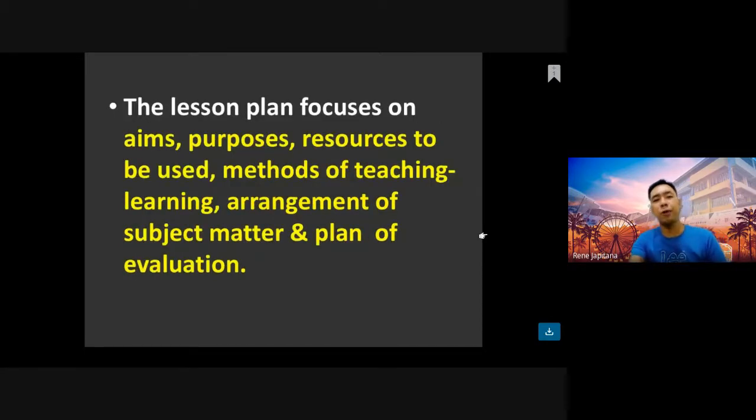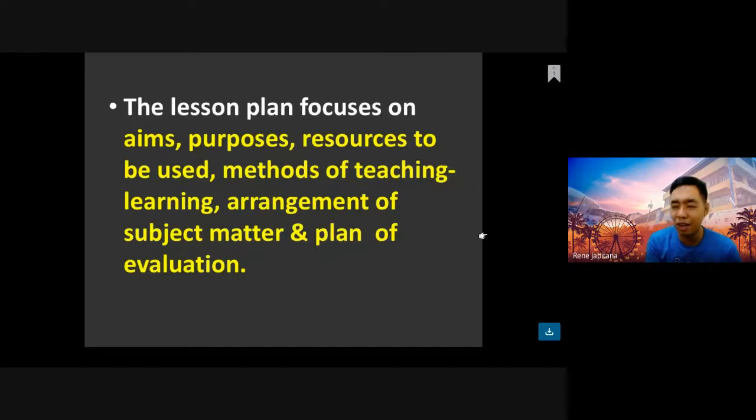The lesson plan focuses on the aims. What are the aims of your lessons, of the learning of our students? What are your purposes? In the lesson plan, these are the things that I need to see. There must be reflected the aims of your lesson, the purpose of the lesson, and the resources that you're going to use. This is what they call the instructional materials, also known as learning materials, or IM. Definitely it is just being called an IM. Where is your IM?